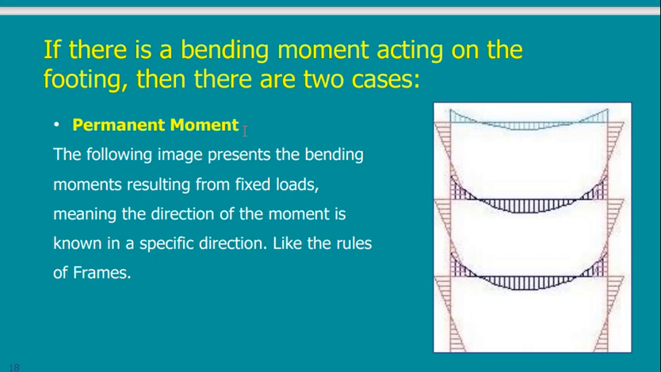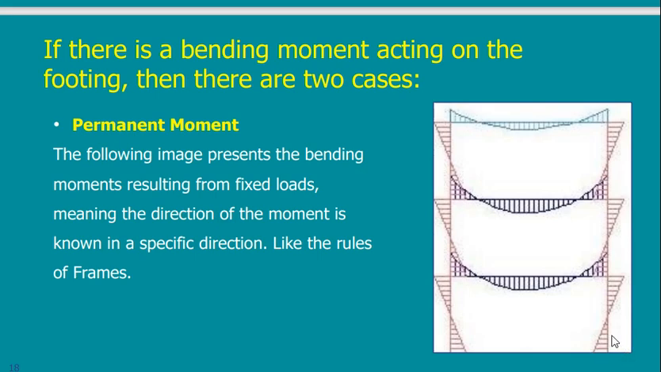What is it? It's called the case of permanent moment. Suppose you have moment that is always in one direction. How does this happen? Check this frame, multi-story. It's like a building. There should be a footing here, and there should be a footing here. The moment is drawn in this direction. Can the moment be on the other side?